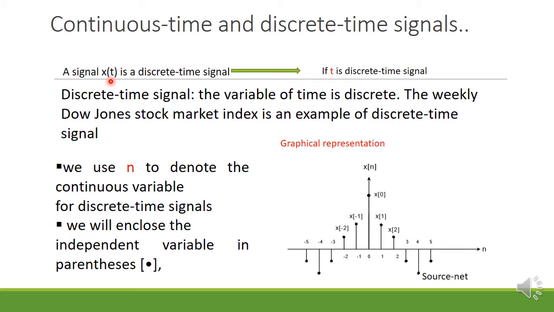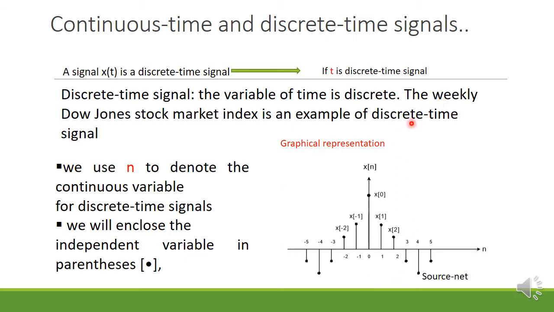Here x of t, if t is discrete, then the signal x of t is called a discrete time signal. A discrete time signal is nothing but one where the variable of time is discrete. For example, the weekly Dow Jones stock market index is an example of a discrete time signal. Actually, this is the graphical representation.